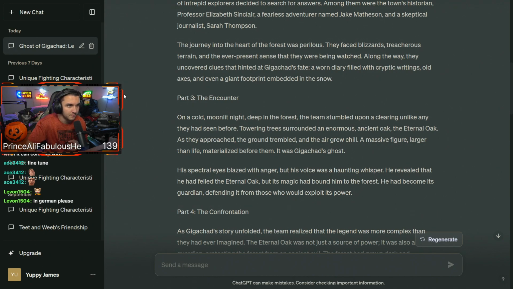The Encounter. On a cold, moonlit night deep in the forest, the team stumbled upon a clearing unlike they had ever seen before.